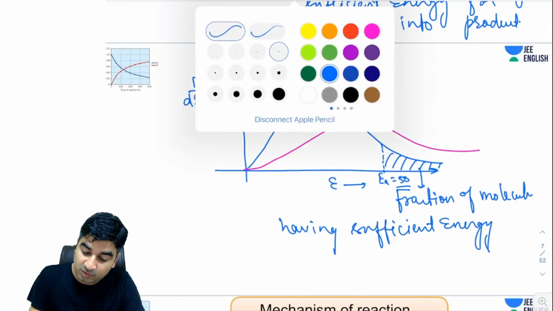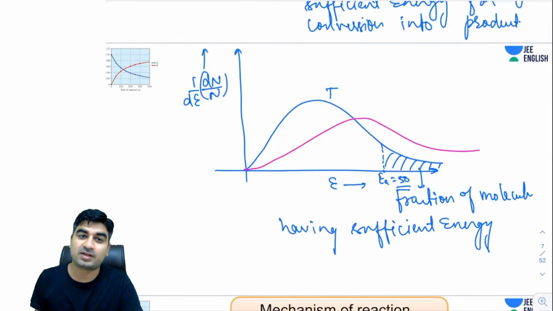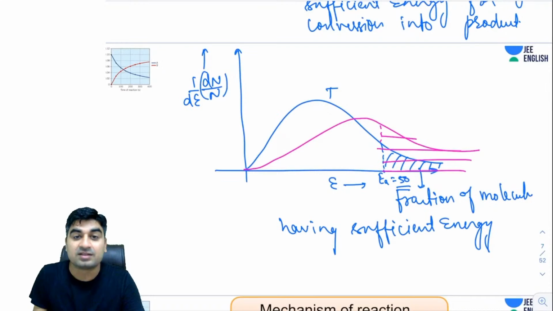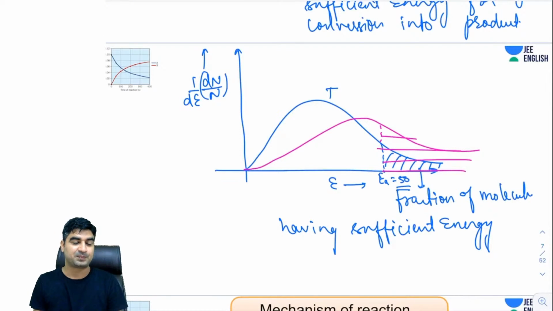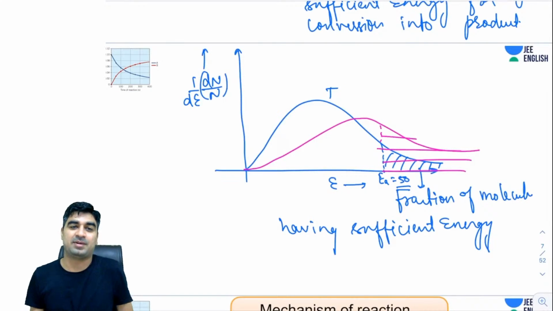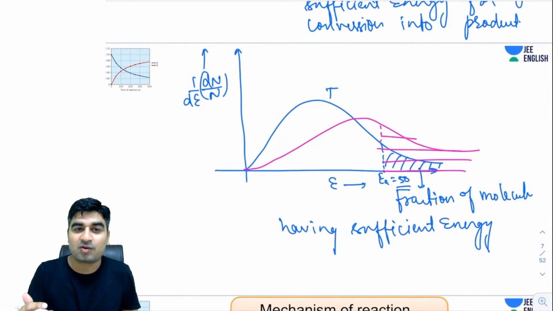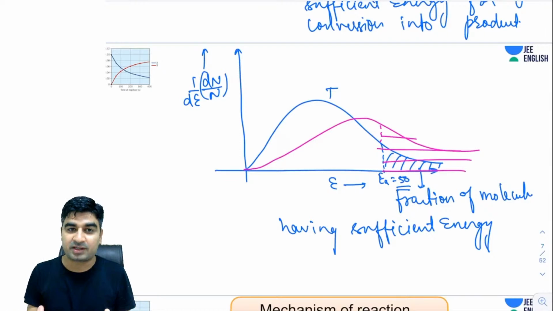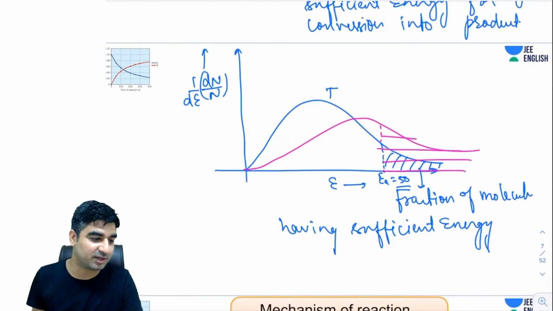So now when you have increased the temperature, if you calculate this area, it almost becomes double. So we can say the fraction of molecules having sufficient energy for conversion into product becomes double. That's why on increasing temperature, the rate of reaction becomes double or more than that. This question has been asked many times in JEE Mains, so you must know the answer. I hope now you people got it.